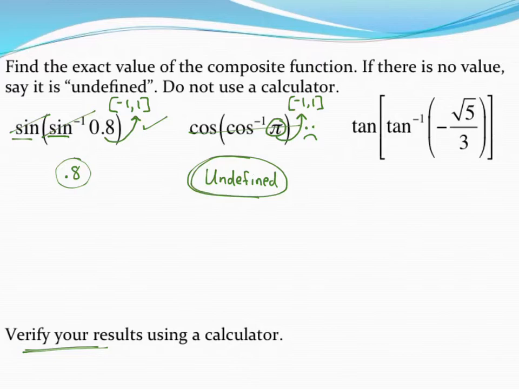Last up, we have the tangent of the inverse tangent of -√5/3. Again, the only question we need to ask ourselves is, is that x value in our domain? And, well, the domain of the inverse tangent is everything. So inverse tangent, when it's on the inside, will always work.